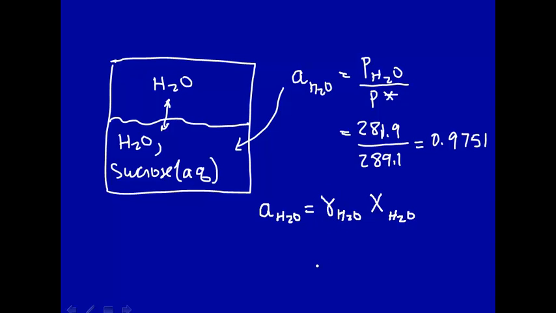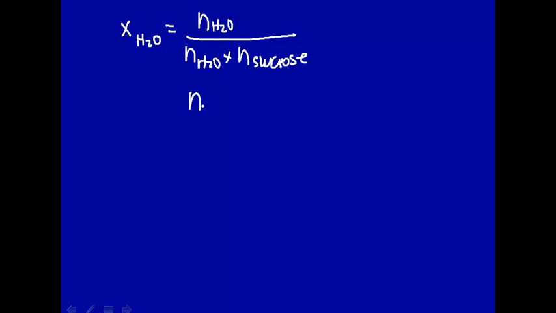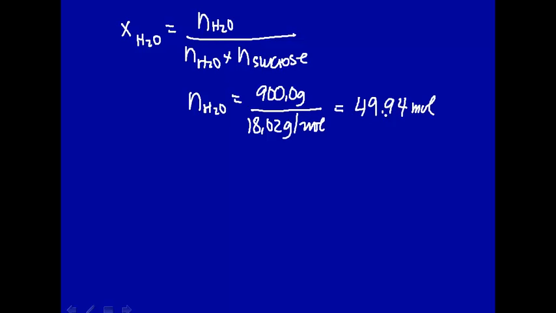All right, so let's go ahead and look for the mole fraction. The mole fraction of water in the solution is equal to the number of moles of water divided by the number of moles of water plus the number of moles of sucrose. The mass of the water was given as 900 grams. The molar mass of water is 18.02 grams per mole. So this comes out to be 49.94 moles of water.